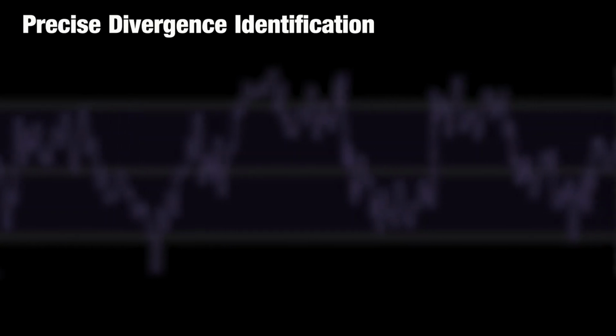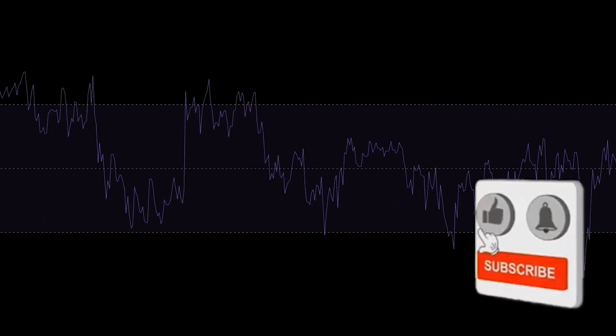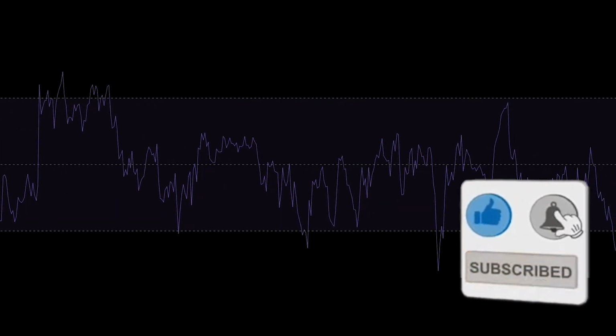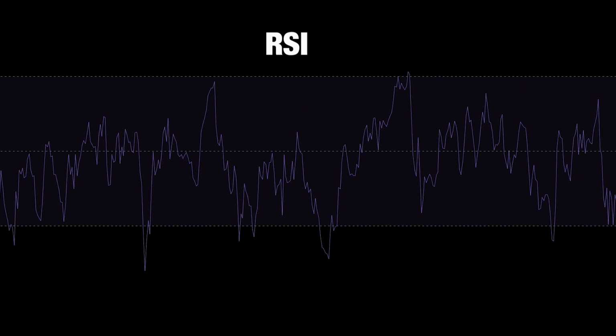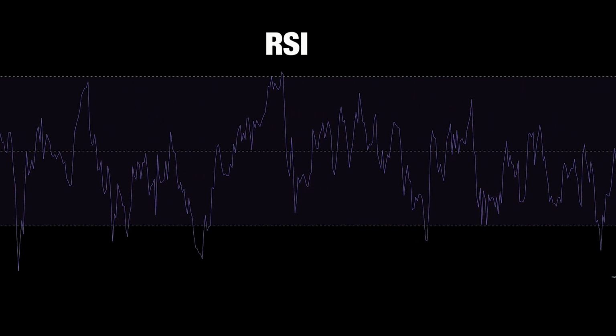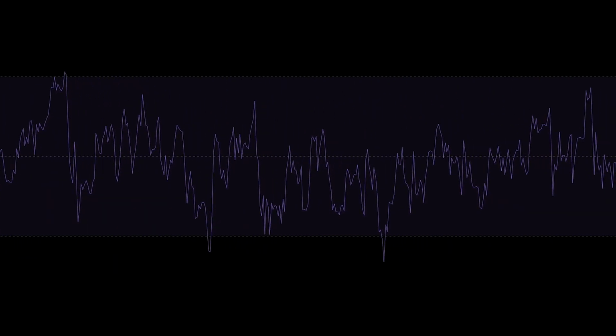Precise divergence identification. There are various indicators available for identifying divergence in the market, but one of the best tools is the RSI indicator. Simply add the RSI indicator to your chart with its default settings.